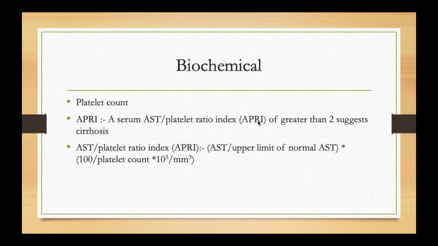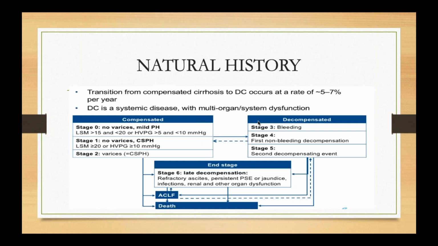Biochemically, one of the first signs to develop is a low platelet count. Whenever you see a patient whose platelet count is low, one of the investigations you should order is an ultrasound abdomen to look for cirrhosis or portal hypertension. Because of the splenomegaly, hypersplenism starts occurring and the platelet count comes down. Then the APRI index, AST platelet ratio index, is also available nowadays, where you can diagnose cirrhosis. But in many patients with cirrhosis, the first sign to appear is usually a low platelet count.